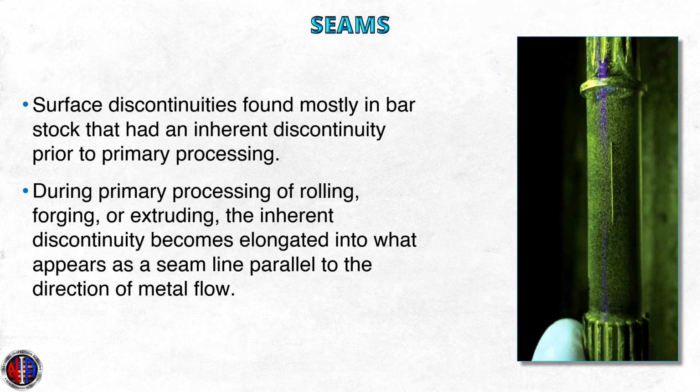Seams. Seams are surface discontinuities found mostly in bar or stock that had an inherent discontinuity prior to primary processing. During primary processing of rolling, forging, or extruding, the inherent discontinuity becomes elongated into what appears as a seam line parallel to the direction of metal flow. The image we see here is of a seam that was identified using non-destructive testing, specifically magnetic particle testing.